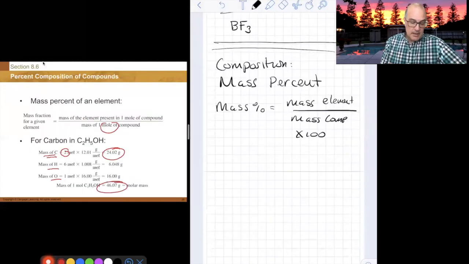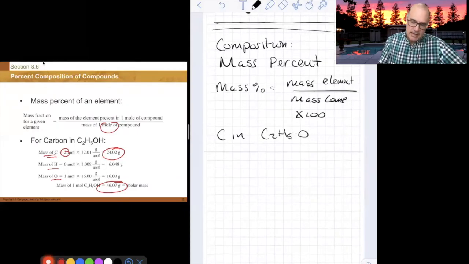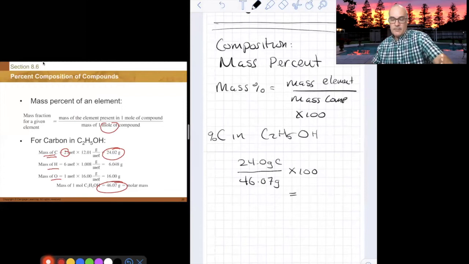But for carbon, C2H5OH, I guess the final answer is not really on the slide. I wonder why that is. The percent carbon by mass in C2H5OH would be 24.02 grams of carbon divided by 46.07 grams of the compound times 100. Just a little more than 50%, right? 24 over 46.07, 52.1% carbon.